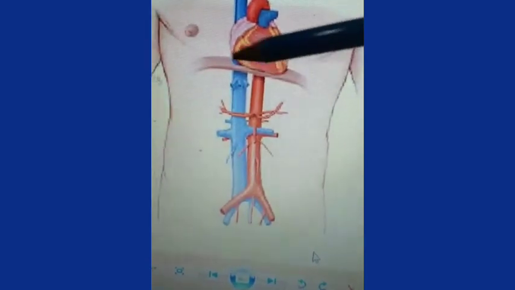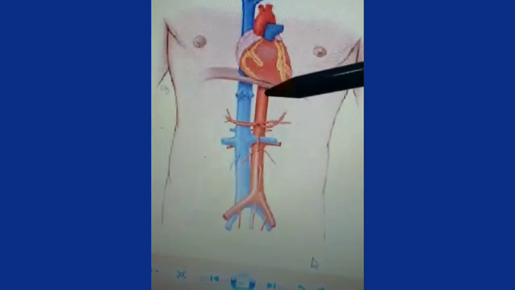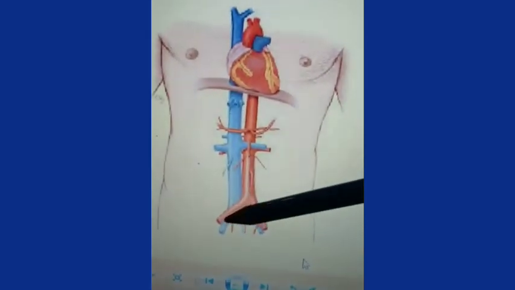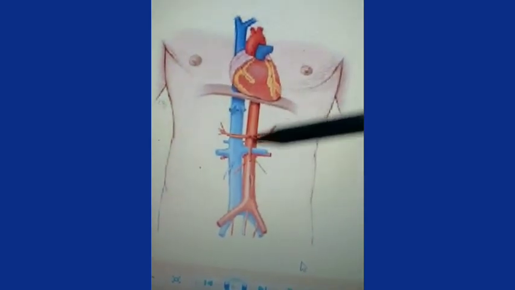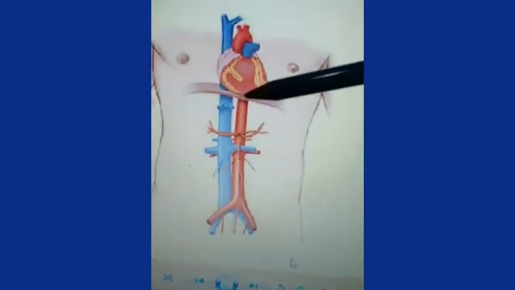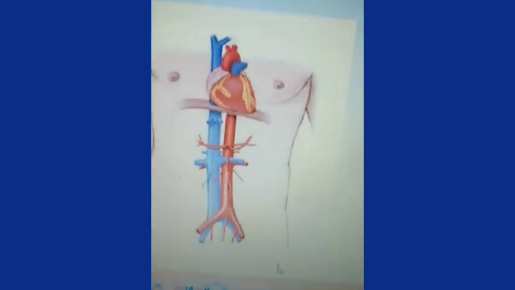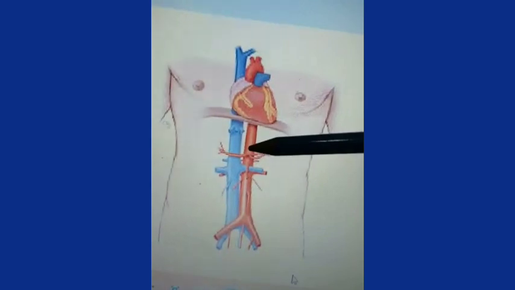This is the abdominal aorta. This is the diaphragm. This is the abdominal aorta from the level of T12 to the lower border of the L4 vertebra. Then it divides into right and left common iliac artery. Now the relations of the abdominal aorta. Anterior relations from above downwards are the celiac plexus and the aortic plexus.